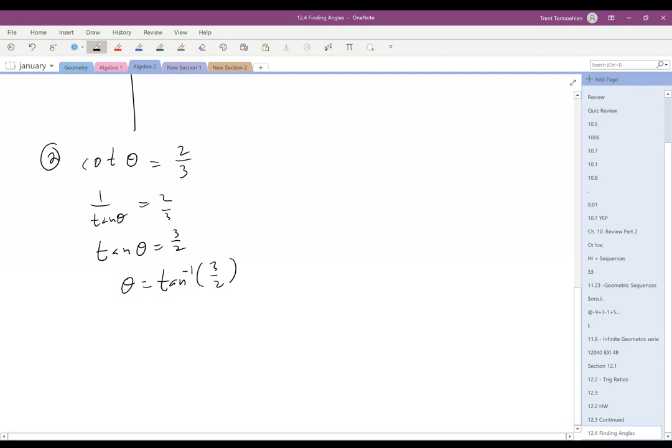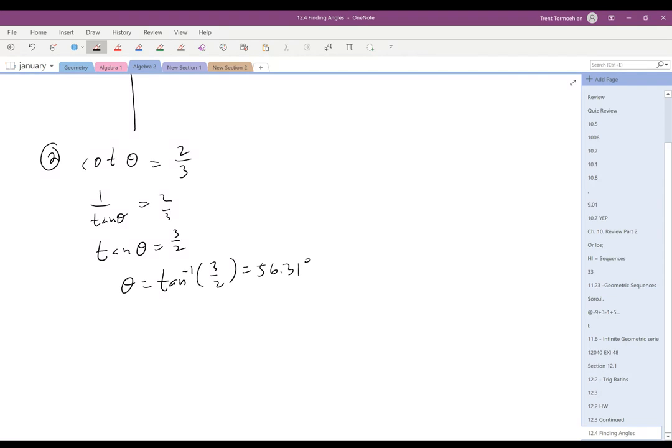So I do inverse tangent of both sides, which gives me theta equals the inverse tangent of 3/2. So I type that into my calculator, and I get 56.31. 56.31 degrees is what the inverse tangent of 3/2 equals, which is going to be what the cotangent. So the cotangent of 56.31 will equal 2/3.